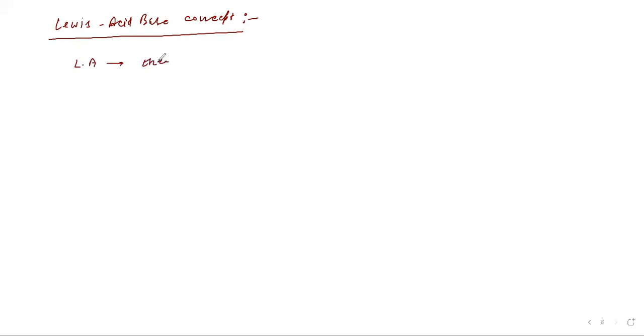The next one we are having is the Lewis acid base concept. Have you any idea about this one, Lewis acid base concept? Whichever is electron deficient would be Lewis acid and whichever is electron rich will be the Lewis base. Very good. Lewis acids are lone pair acceptors.